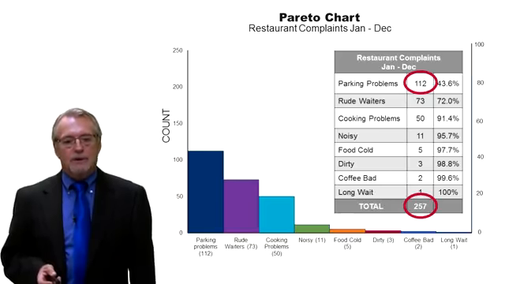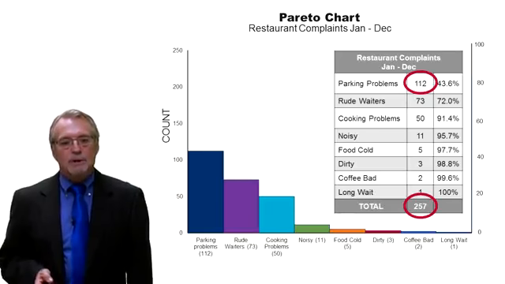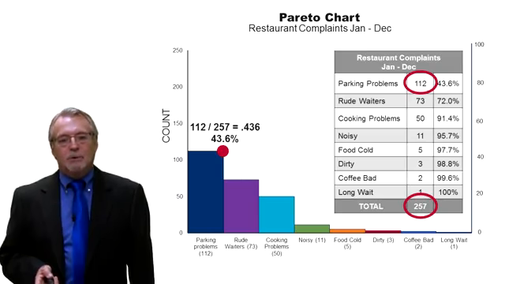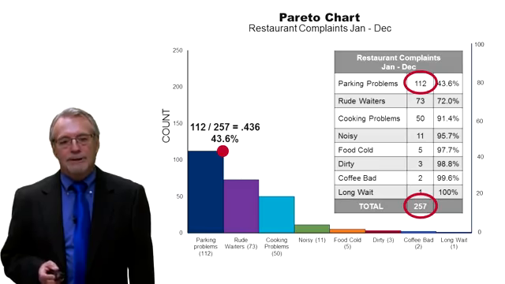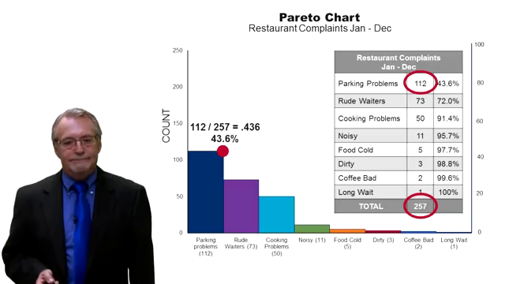Let's take a look at this. We have 257 complaints. 112 of them, we're going to do some simple math here, 112 of them are because of parking. So we're going to get a percentage here. We're going to get an accumulated percentage to find out where we need to focus our efforts. What it says here is that 43.6% of our problems come simply from parking. So almost half of the problems we have, half of our complaints are coming from parking, bad parking.